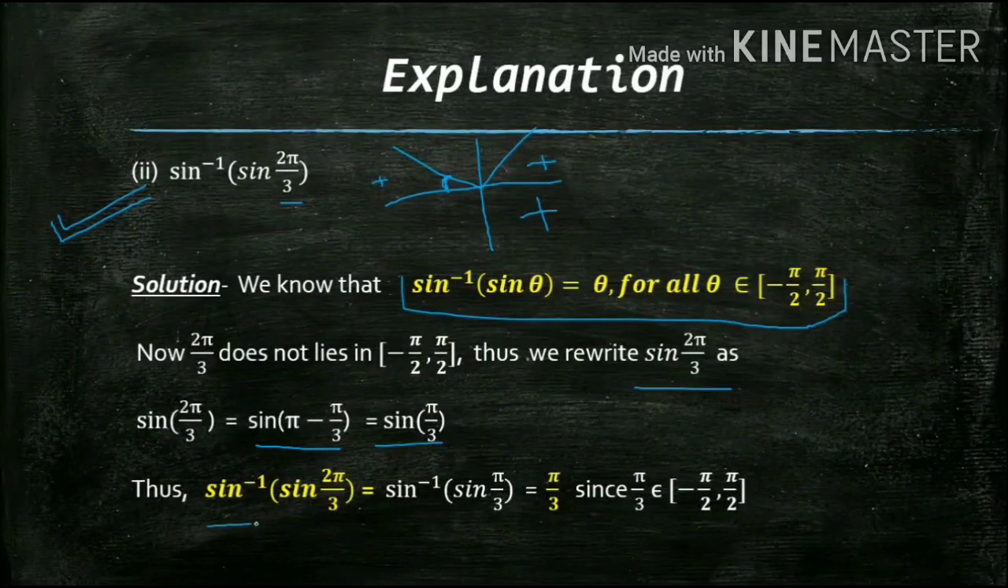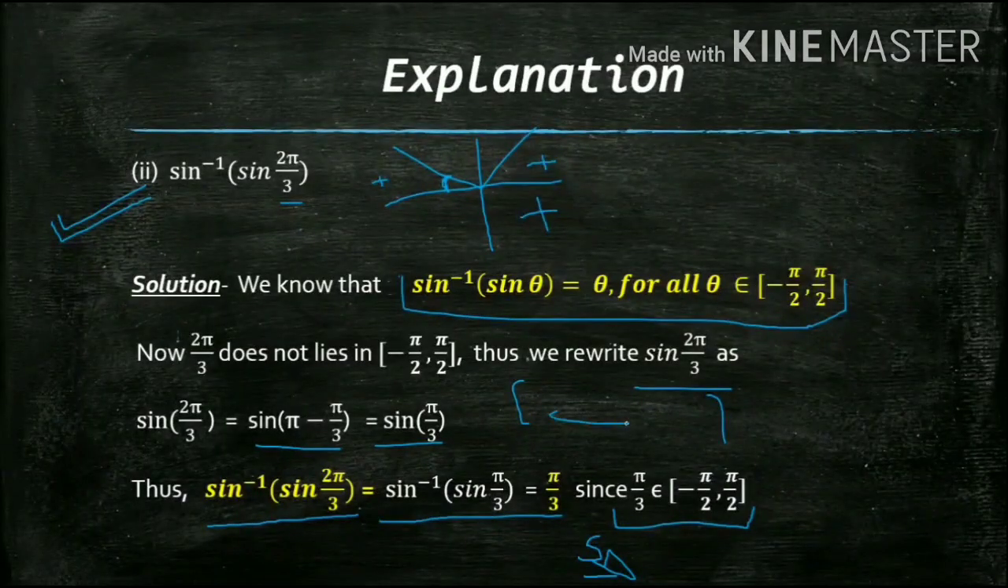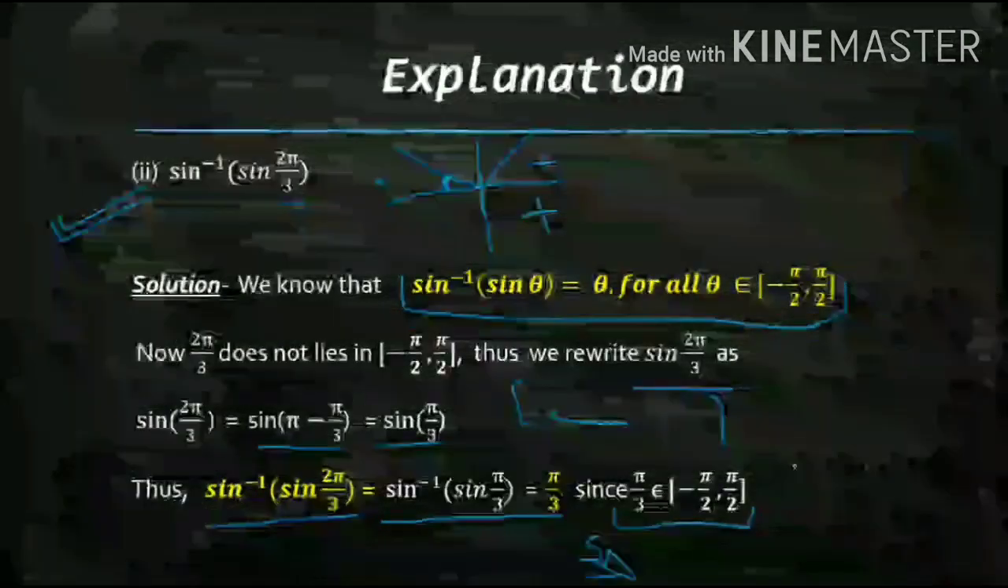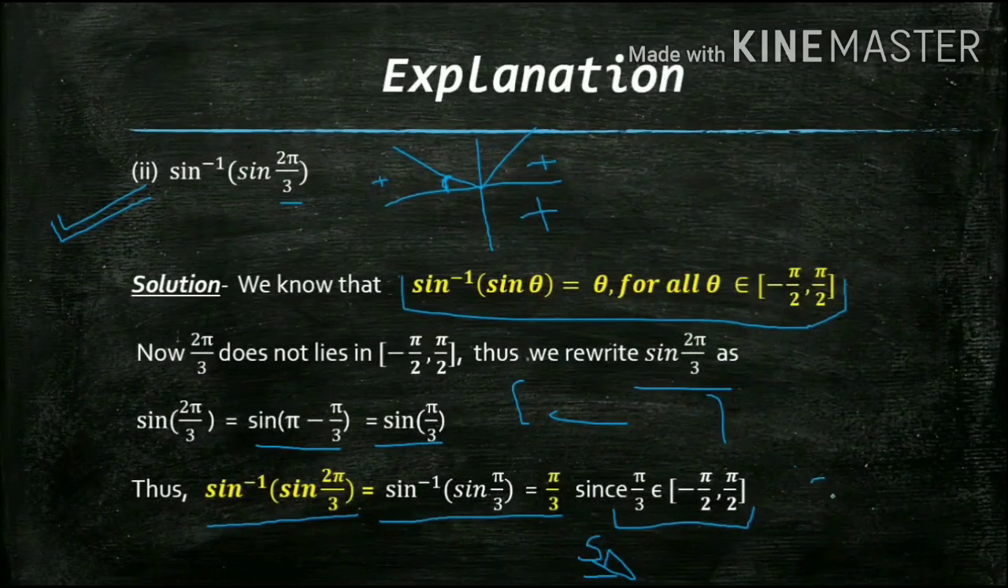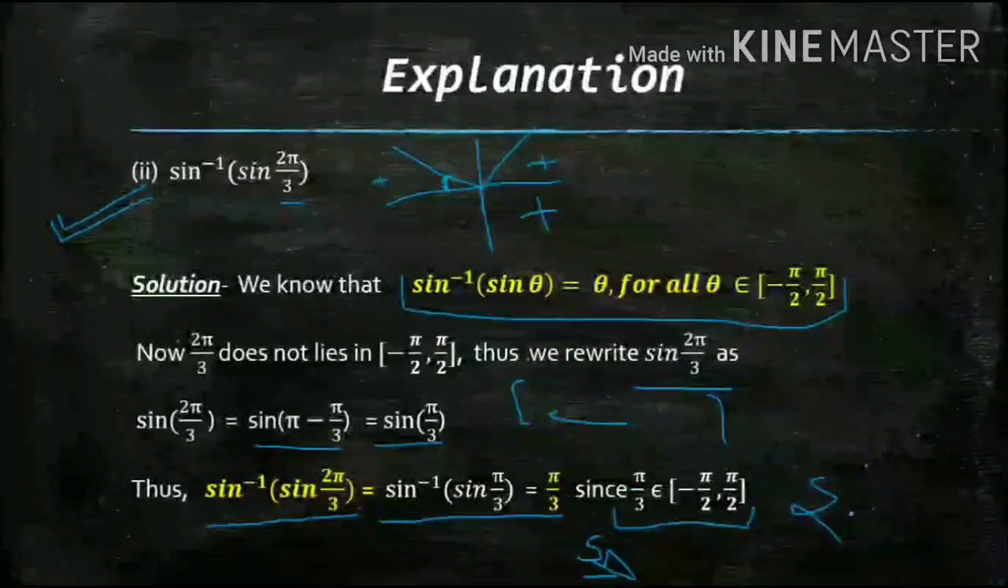So that means sine inverse of sine 2 pi by 3 is sine inverse of sine pi by 3, which is equal to pi by 3, since pi by 3 belongs to this interval, by the self-adjusting property. Okay, and you need to write the reason. I have not written over here that sine of pi minus theta is sine theta. You need to write the reason as well. And also here, if you want, you can write by self-adjusting property, because that is also important.